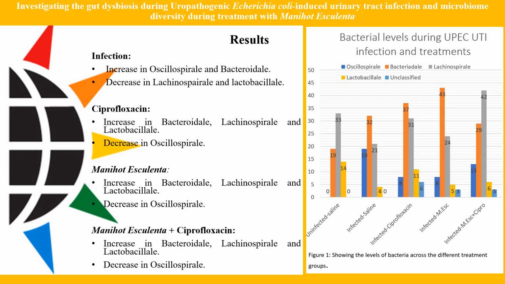So after running through KBase, we were able to plot the graph below. The first bars represent our uninfected and untreated group, so that is our benchmark group. We can see that during infection, there was an increase in Oscillospirales and Bacteroidales groups of bacteria, and a decrease in Lachnospirales and Lactobacillus. For ciprofloxacin, Manihot esculenta, and the combination treatments, we had the same trend, just in different intensities. We can see that in all three, we had an increase in Bacteroidales, Lachnospirales, and Lactobacillus, and a decrease in Oscillospirales.